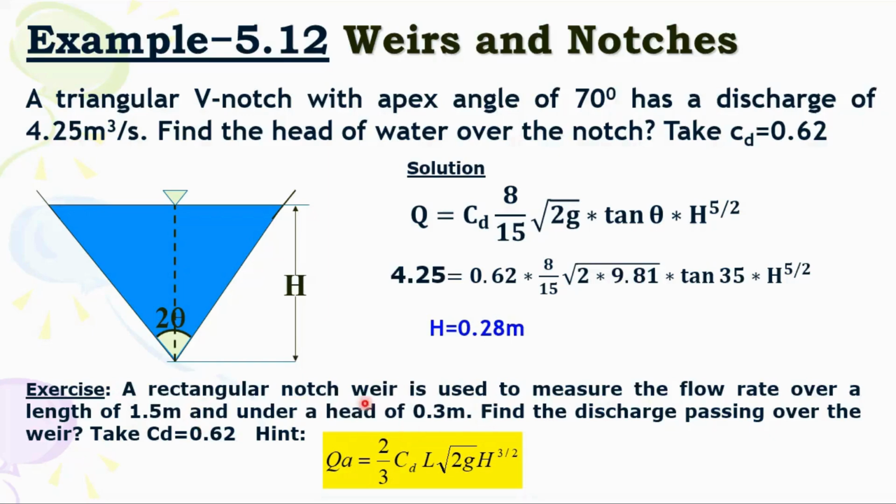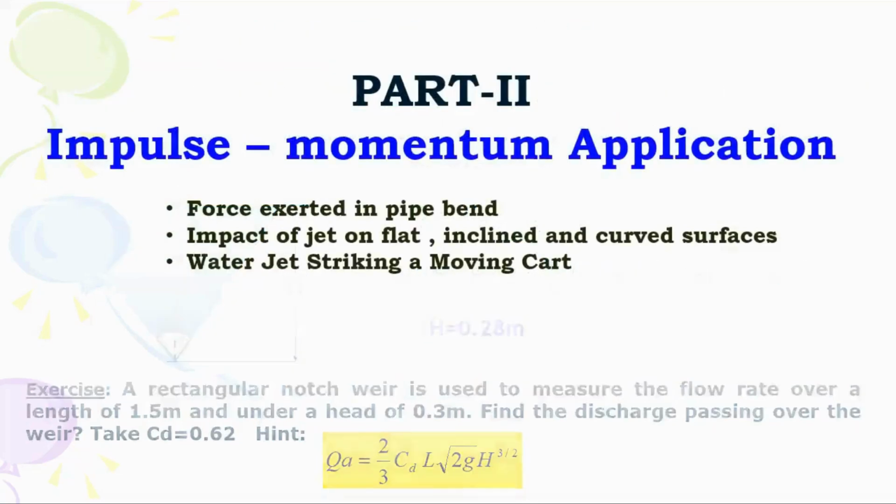So as an exercise for the rectangular notch, please try this one. You have this equation for the rectangular notch. You may have rectangular, trapezoidal, and also triangular notches, etc. You can have different shapes of notch to measure the flow rate.